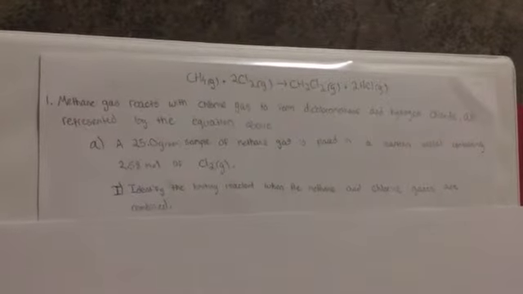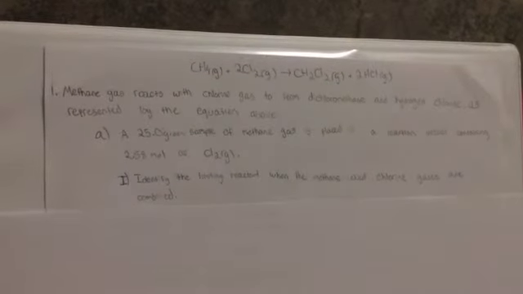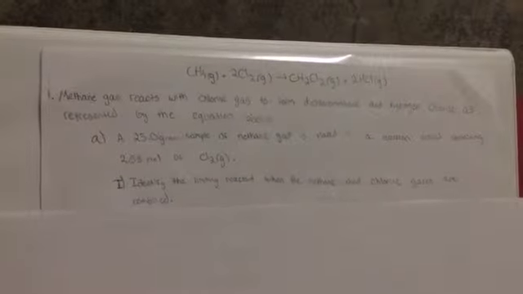For A, we have a 25-gram sample of methane gas placed in a reaction vessel containing 2.58 moles of Cl2. We need to identify the limiting reactant when the methane and chlorine gas are combined.